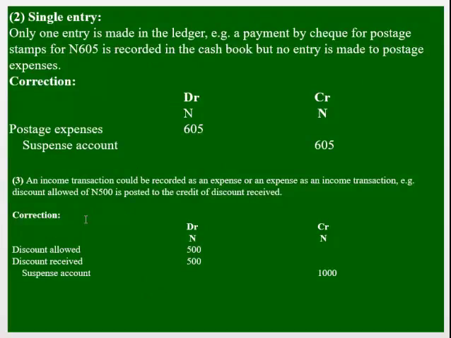Another one is that only one entry is made in a ledger. Automatically you take note of that. An income transaction could be recorded as an expense, or an expense recorded as an income transaction. So once you know what we are trying to discuss here, these are the areas where you need to focus more and be able to correct your account.